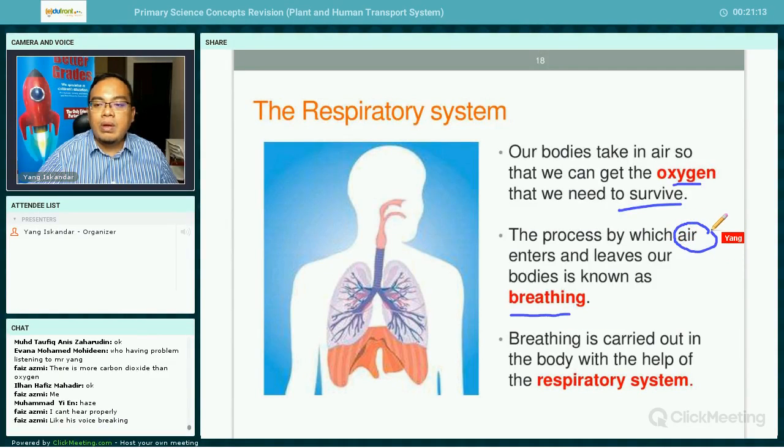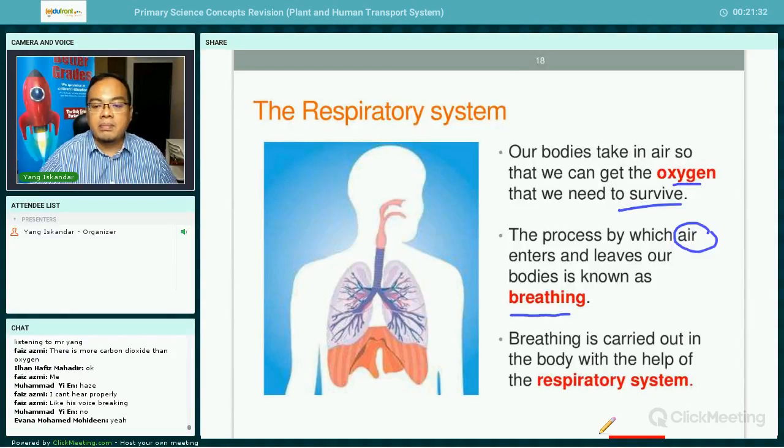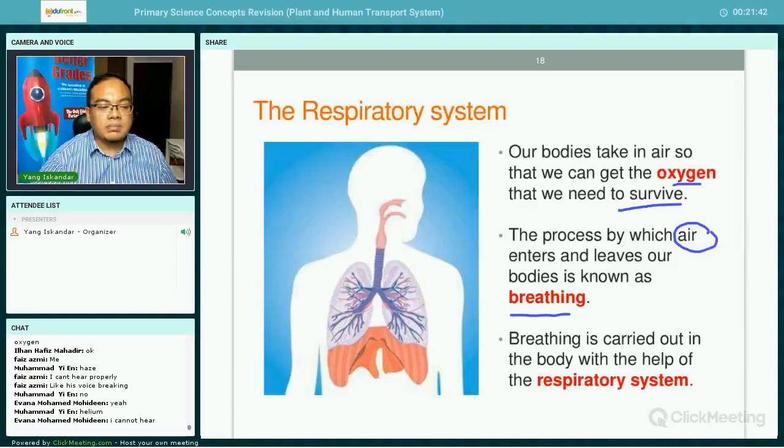So take note here, when we breathe, we do not breathe only oxygen. We breathe in air. Why? Because the air that we breathe in not only contains oxygen, but it contains other gases like nitrogen, carbon dioxide, and other gases that may be present around us at that point in time. So breathing is carried out in the body with the help of the respiratory system. Now let's take a look at the respiratory system.